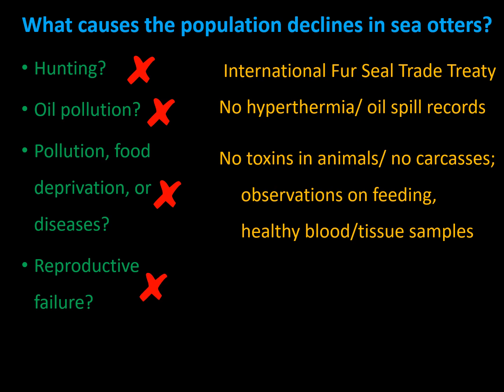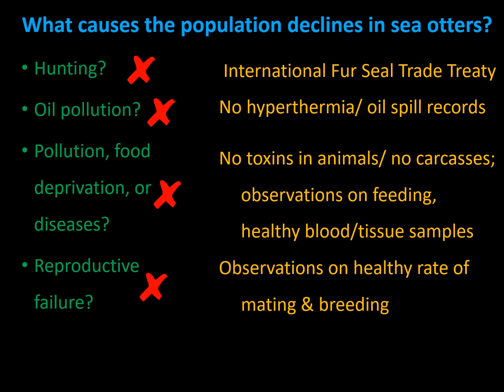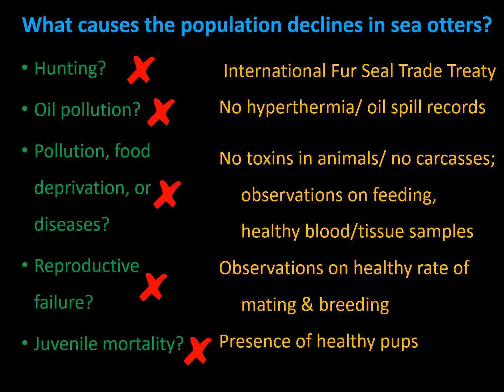Well, then what about reproductive failure due to some physiological or climate driven reason? Unlikely, because the observations on healthy reproductive rate, on successful mating, breeding, and the presence of cubs within these groups of sea otters negated the possibility of reproductive failure. Well, then if they can successfully reproduce, you can argue maybe juvenile mortality, maybe a higher predation rate on juveniles. Well, no, because there were numerous records of healthy pup populations within the Aleutian Islands. So it's none of these.